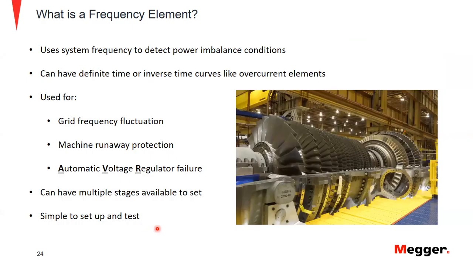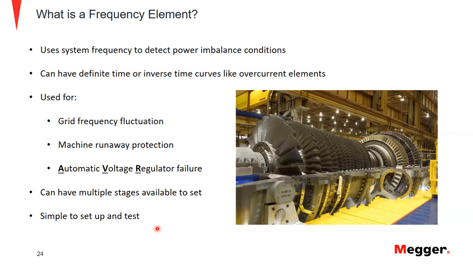So in IEEE standard C37.117, it states a change in a power demand or in production causes a fluctuation of the speed of the turbine generator, resulting in fluctuation of the frequency of the power system. So what did we say? We said frequency elements are here to detect the power imbalance conditions on the power system, right?